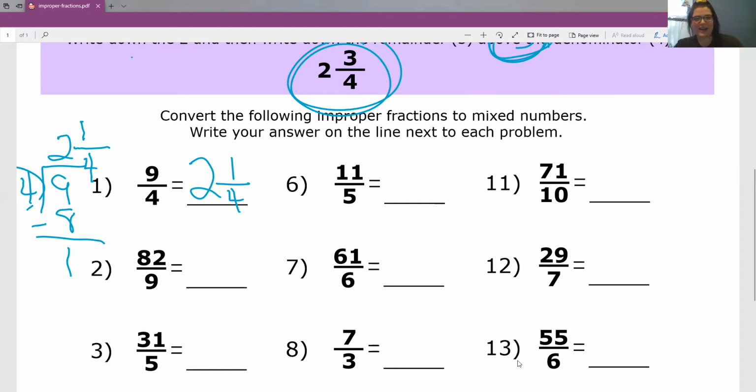So you're just dividing this top number by what's on the bottom. So that was 9 divided by 4. Okay, and whenever you get a remainder, your remainder is the top part of your fraction. What you're dividing by is the bottom part of your fraction. So you'll have a whole number and a fraction. So you'll have a mixed number as your answer. So that's how you do it.